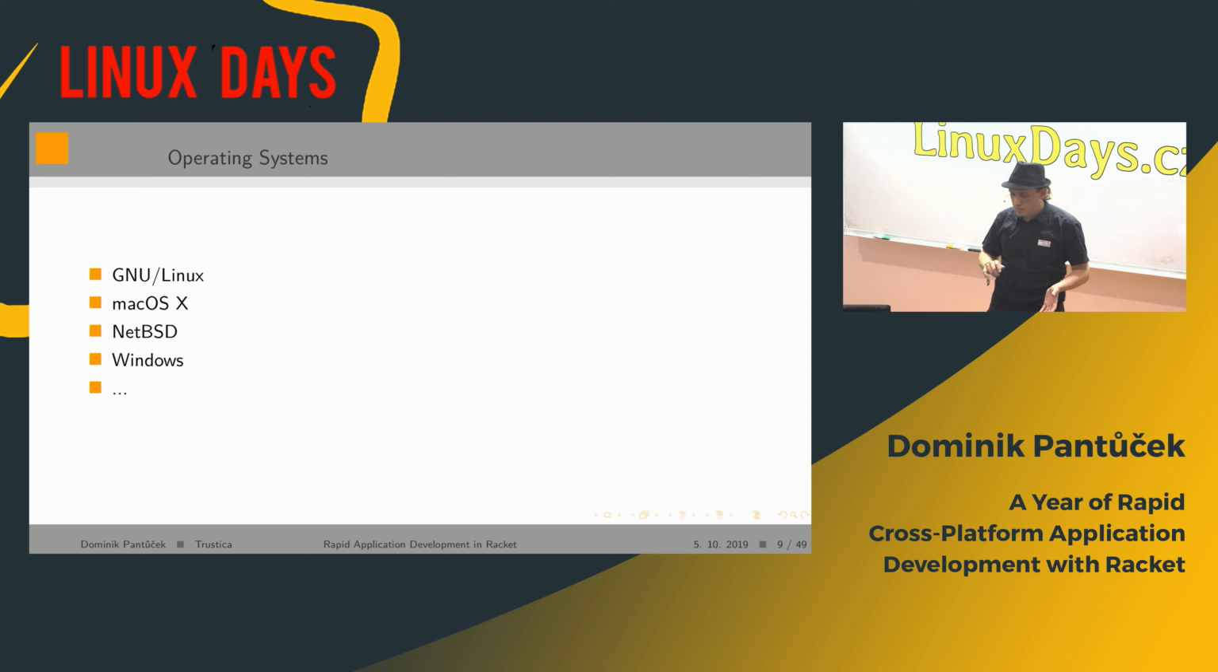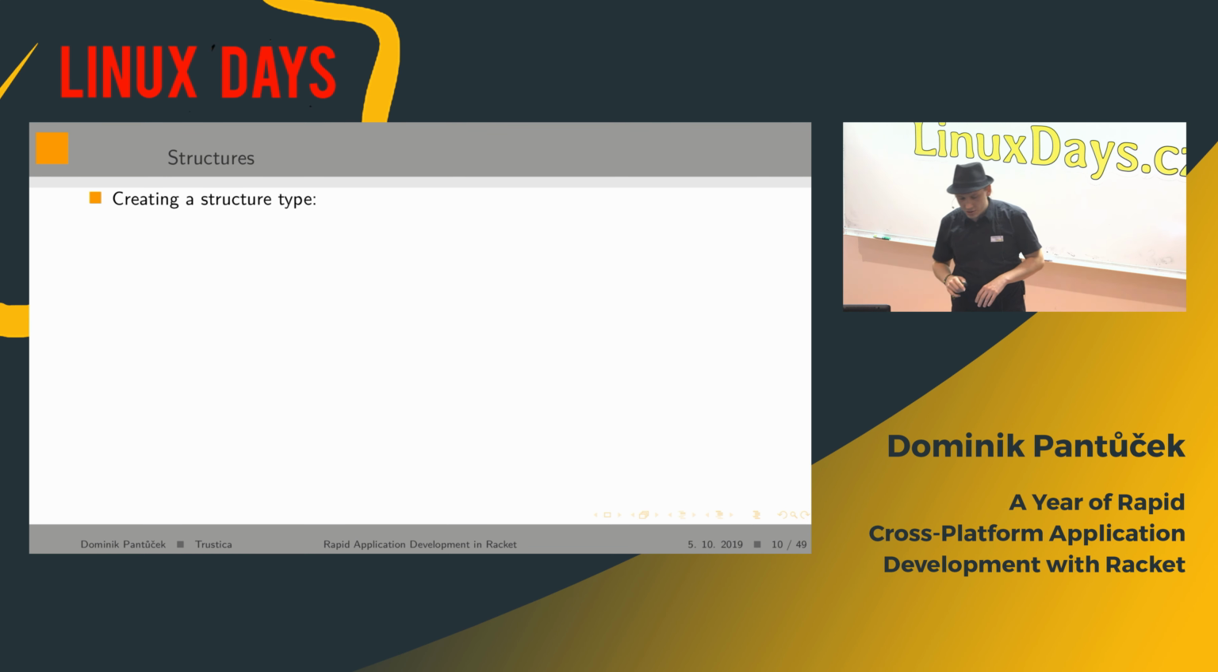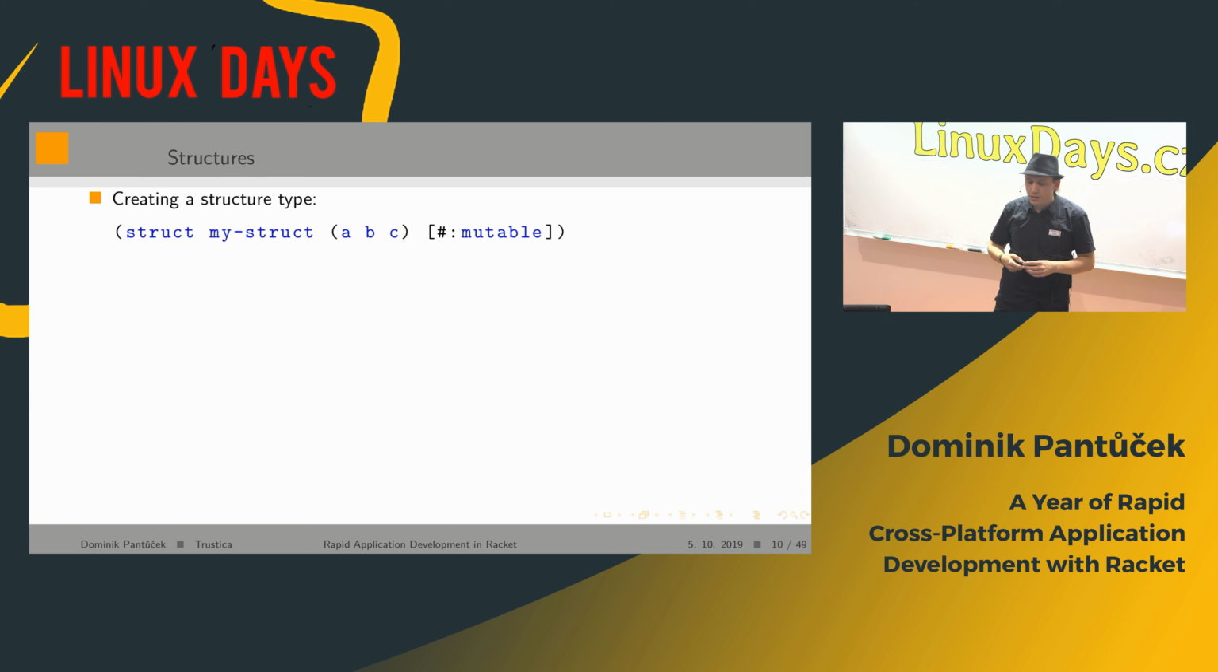So a quick introduction to some forms we'll be using. Structures. You probably know structures from other languages. So you can create a named structured type, which has some fields, and you can tell Racket if it's going to be mutable. By default, nothing is mutable in Racket. It's kind of trying to force you to use it in a functional way, like Haskell or similar languages. But it's not something you can't avoid. You can choose for yourself.